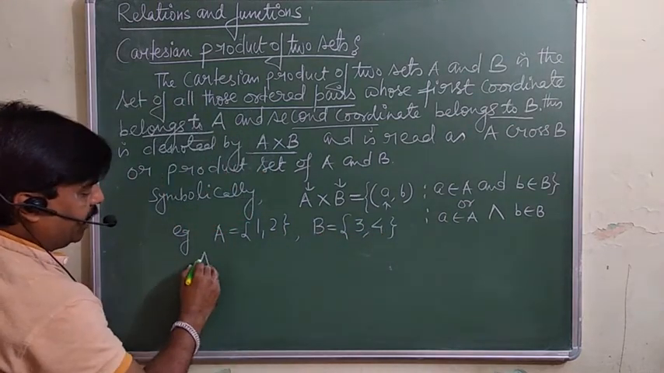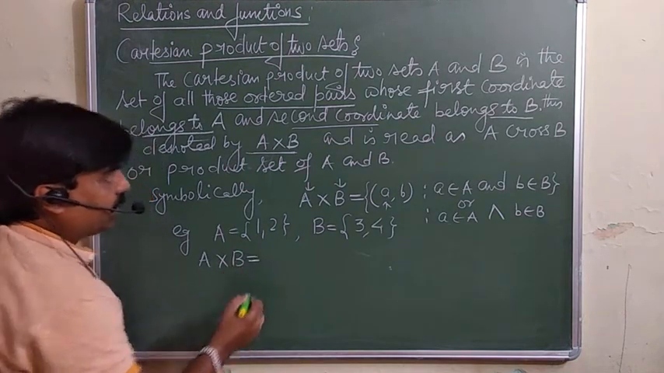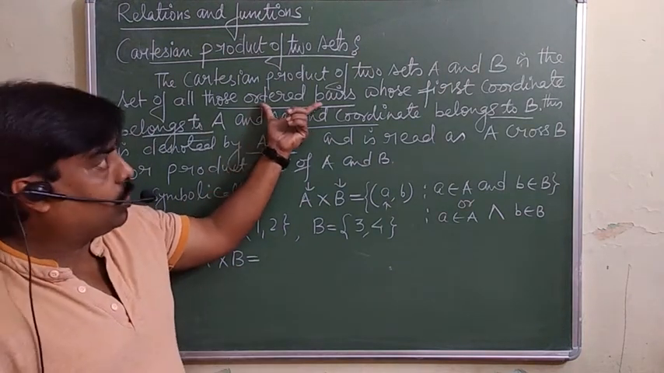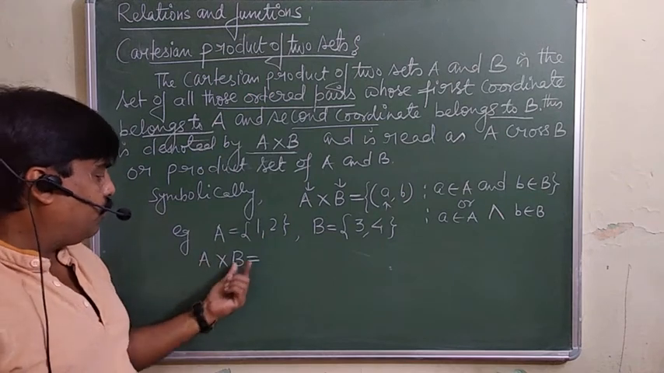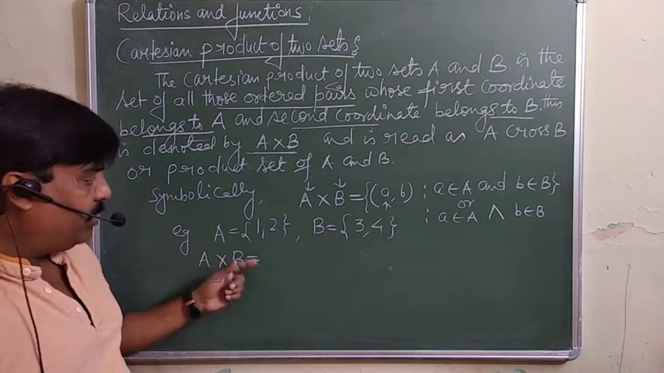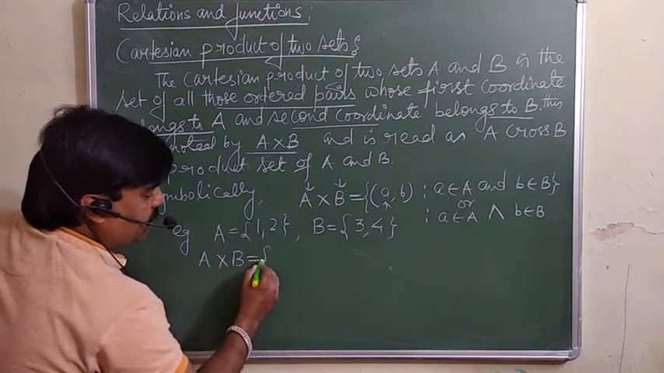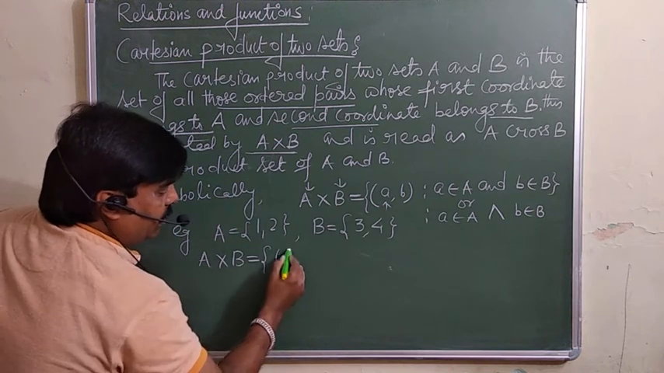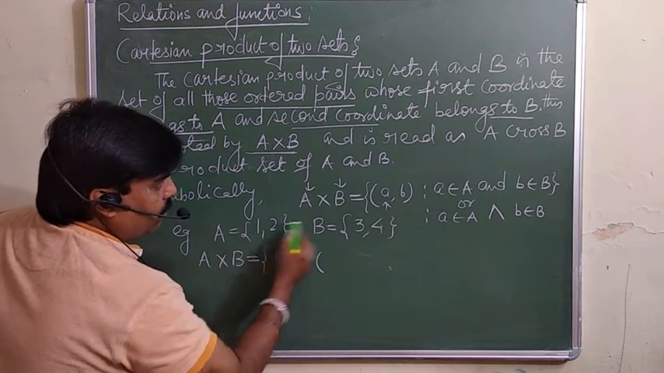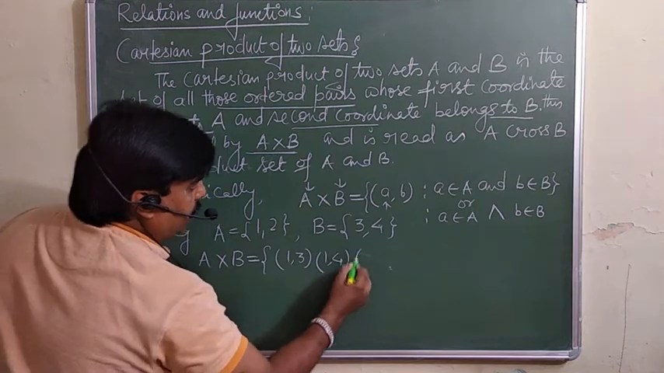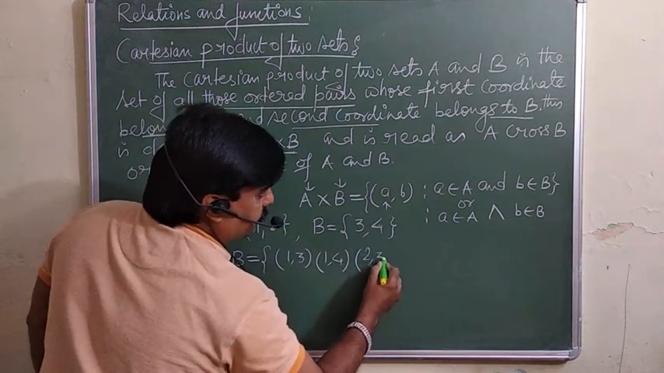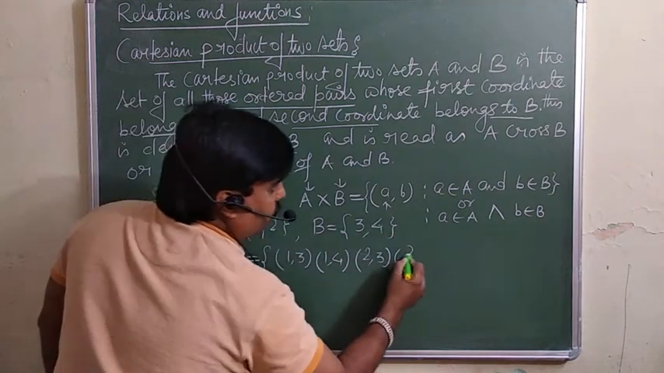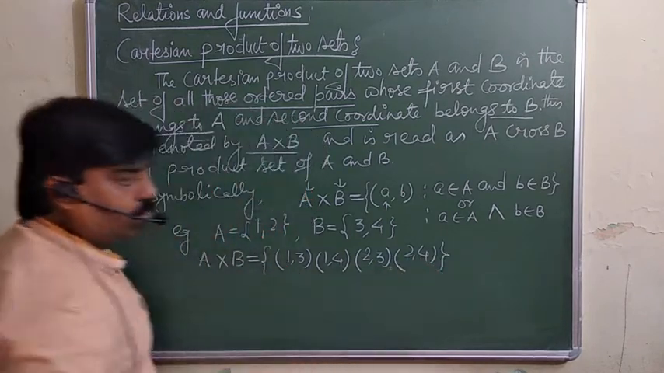Suppose you want to write A cross B. A cross B means the set of all those ordered pairs in which the first component is from A and the second is from B. So we write the ordered pairs: (1, 3), (1, 4), (2, 3), (2, 4). This is the set of ordered pairs that is A cross B.